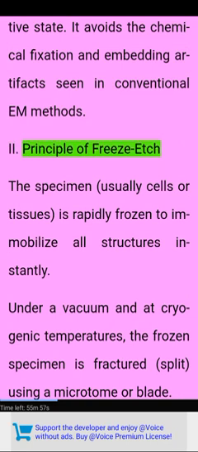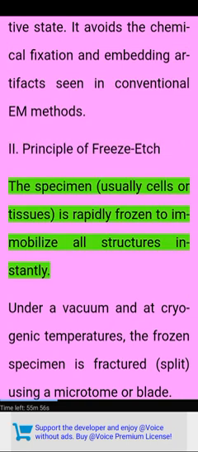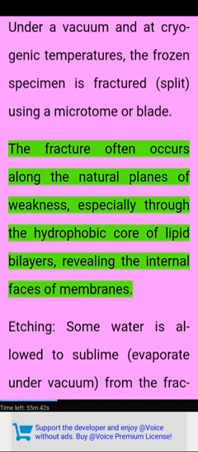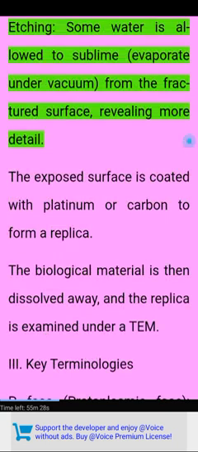2. Principle of freeze etch. The specimen, usually cells or tissues, is rapidly frozen to immobilize all structures instantly. Under a vacuum and at cryogenic temperatures, the frozen specimen is fractured, split, using a microtome or blade. The fracture often occurs along the natural planes of weakness, especially through the hydrophobic core of lipid bilayers, revealing the internal faces of membranes. Etching.